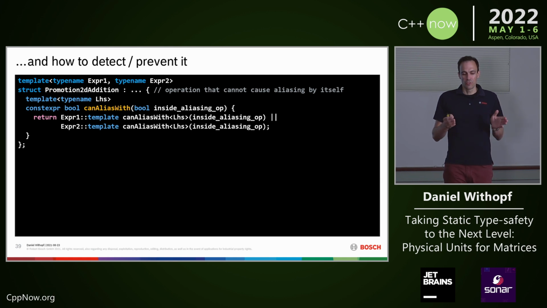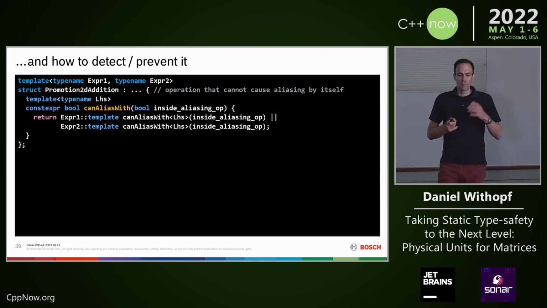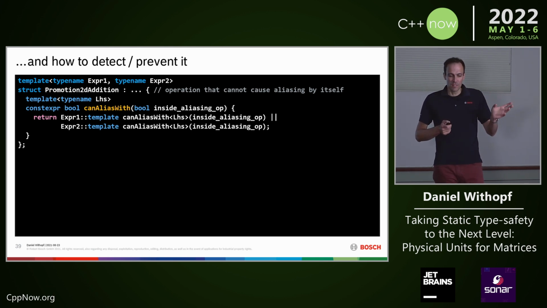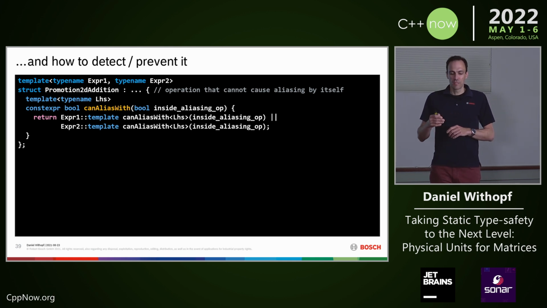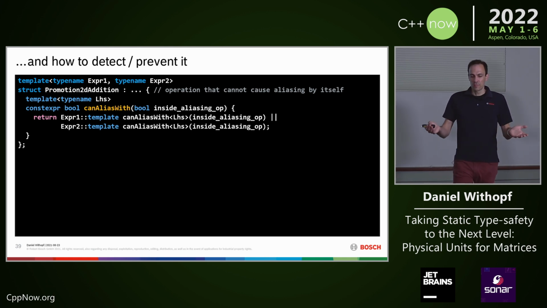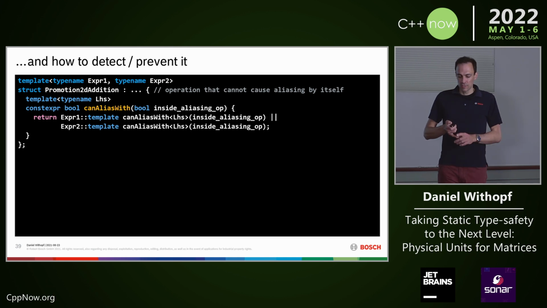So we're going back to the promotion to the addition type we had from the beginning. We now add a method called canAliasWith, and this gets a template argument, With, which is the type of the left-hand side of our assignment, and it also has a Boolean argument which specifies whether we are inside an aliasing operation or not. Then this method does nothing else than forwarding the call to the two sub-expressions on the left and right-hand side of the addition, calling canAliasWith there, and also forwarding the Boolean argument that we passed. So here, that's fairly simple.